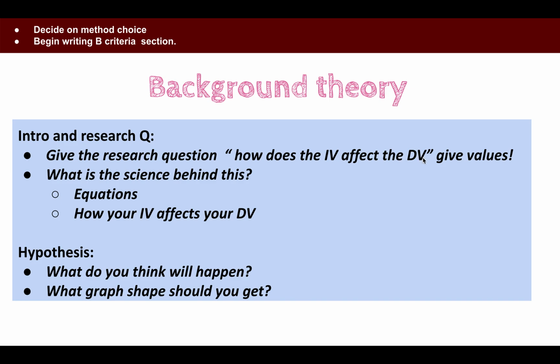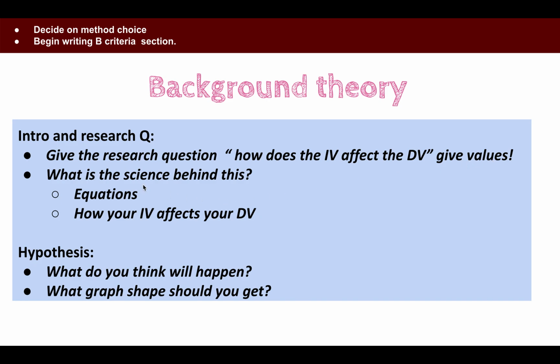Okay, to make it a little bit more detailed, I usually give values. So for example, how does increasing the length from 10 centimeters to 1 meter of a wire affect the resistance of the wire? Or something like, how does changing the temperature from 20 degrees Celsius to 100 degrees Celsius affect the rate of cooling? So again, putting values in that is really nice.